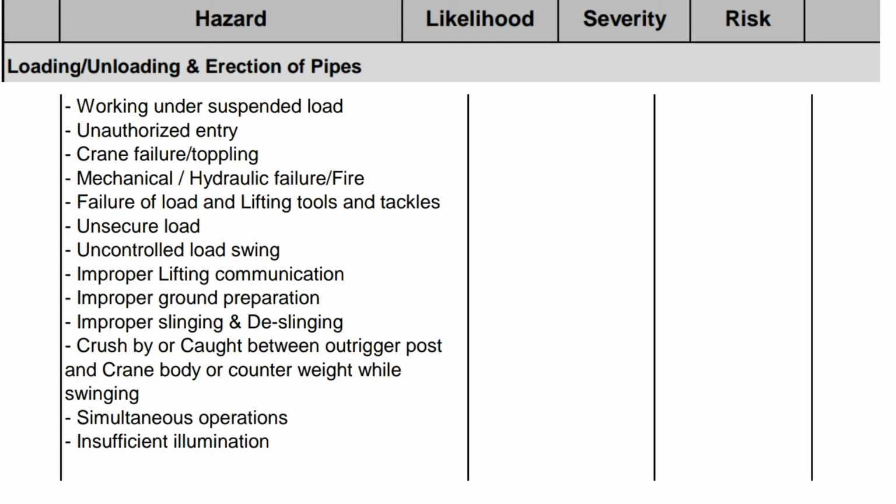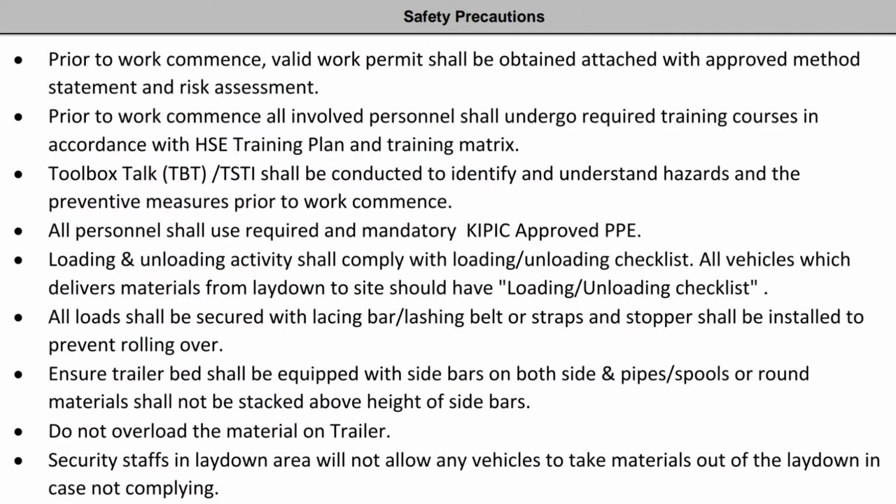Improper slinging. Crush by or caught between outrigger post and crane body or counterweight while swinging. Simultaneous operations. Insufficient illumination. Loading, unloading and erection of pipes safety precautions.